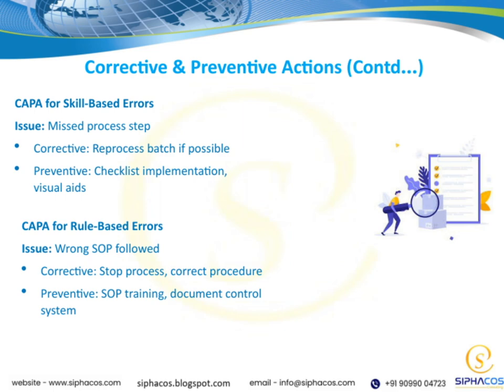Moving on to CAPA for skill-based errors, the issue is when a process step is missed. In this case, the corrective action involves reprocessing the batch if that's feasible, to ensure quality isn't compromised. Preventive strategies include implementing checklists, which serve as a simple but effective reminder during tasks, and using visual aids to make key steps clearer. Both types of errors highlight the importance of having robust processes, whether through training, documentation, or visual tools, to prevent mistakes and quickly correct them when they occur. This all ties back to our overall goal, ensuring consistent quality and safety in our operations.